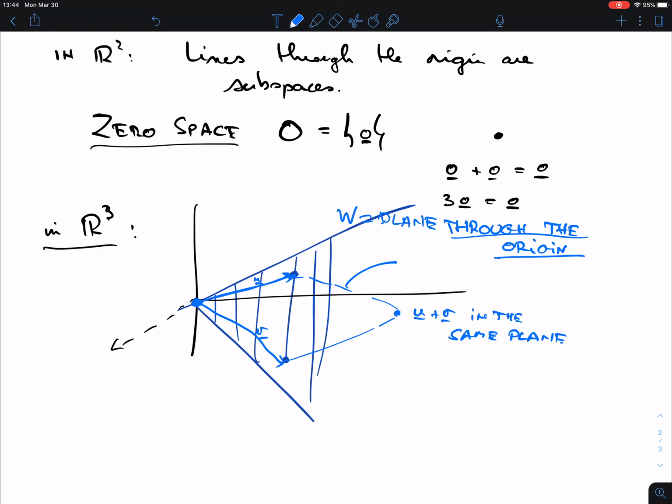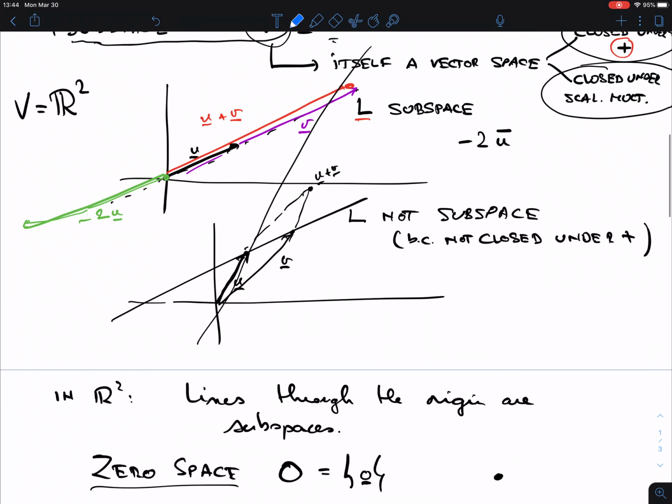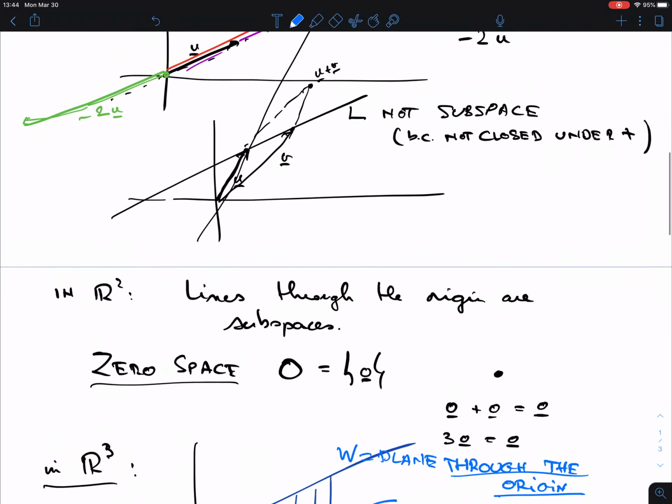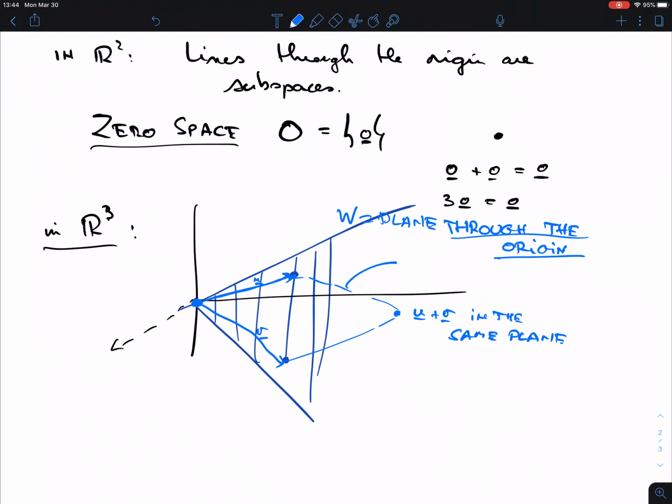Okay, so planes through the origin are also subspaces, and again, if the plane is not through the origin, then it's not closed. So you should try to double check that. Verify the same thing here that I did with a line that is not through the origin. The same is true for a plane not through the origin. I'm not going to draw it because my drawings are getting worse and worse. So let's leave it at that.